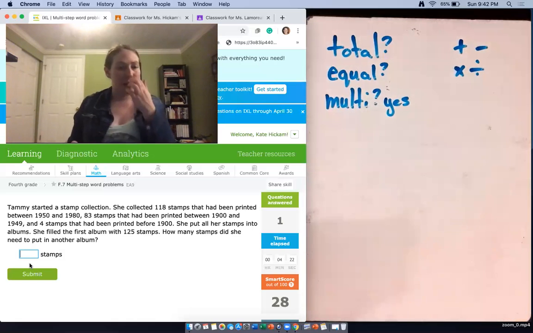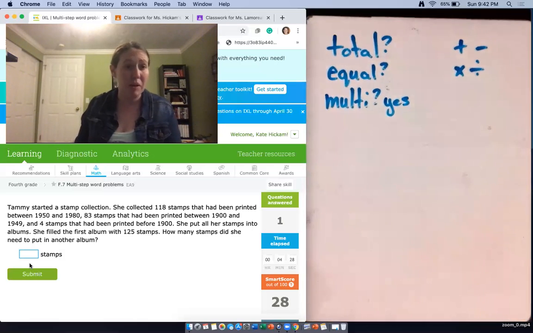Tammy started a stamp collection. She started collecting 118 stamps that had been printed between 1950 and 1980, 83 stamps that had been printed between 1900 and 1949, and 4 stamps that had been printed before 1900. Wow. She put all of her stamps into an album. She filled the first album with 125 stamps. How many stamps did she put in the other album?